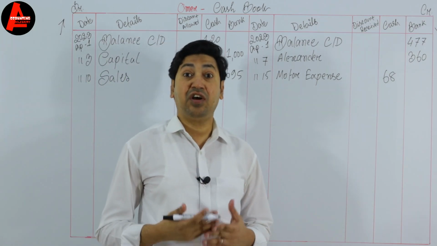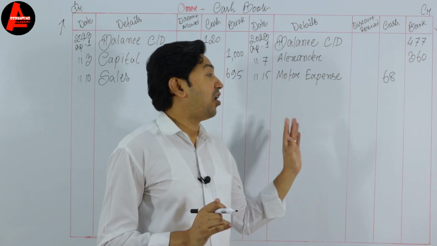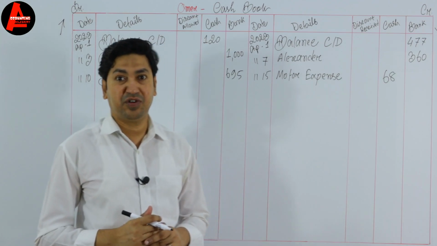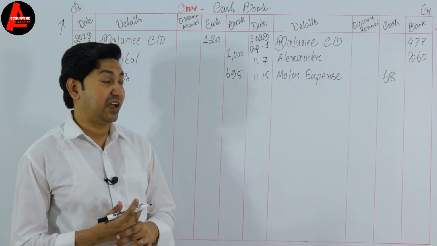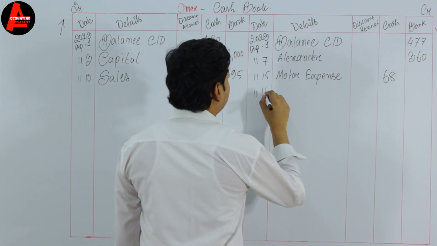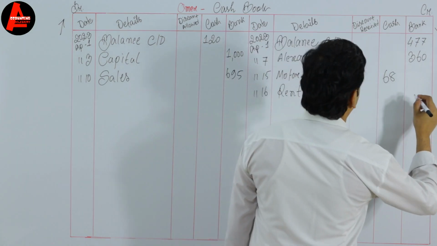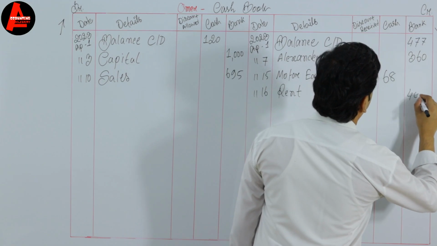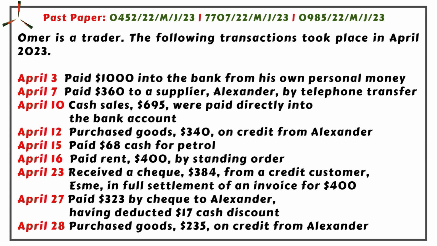Another way to say it: expenses of all types will appear on the credit side of the cash book. So rent is an expense, and it will appear on the credit side. Let us write April 16, we will write rent here, and the money will go in the bank column, $400, okay?